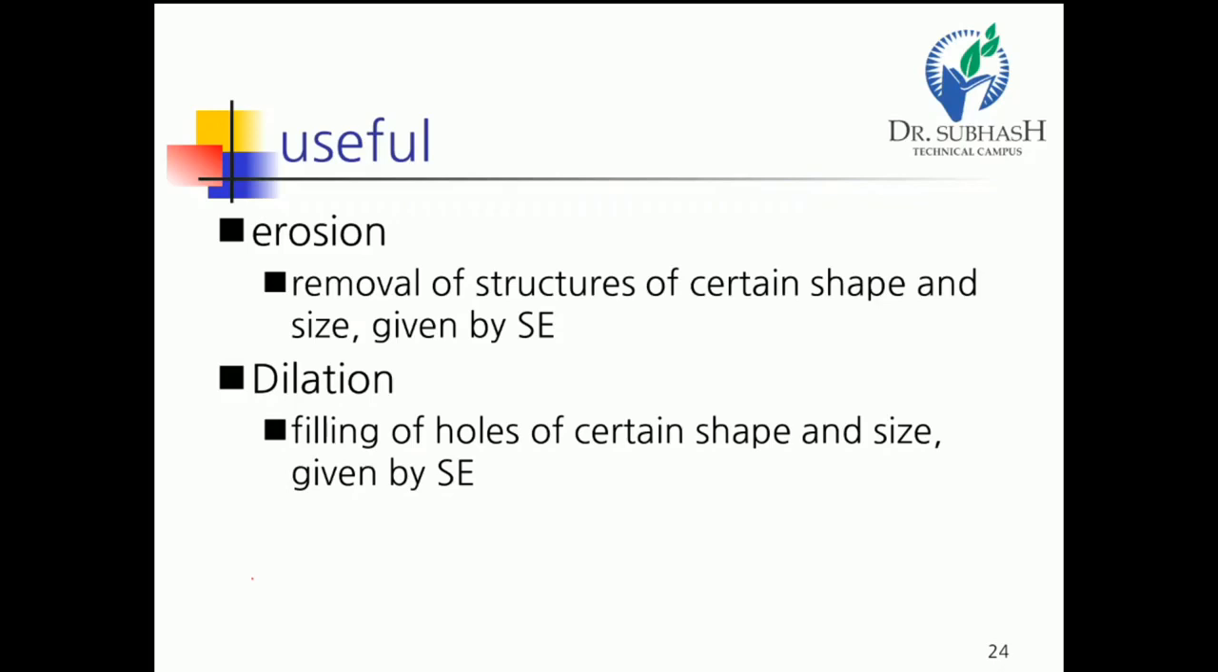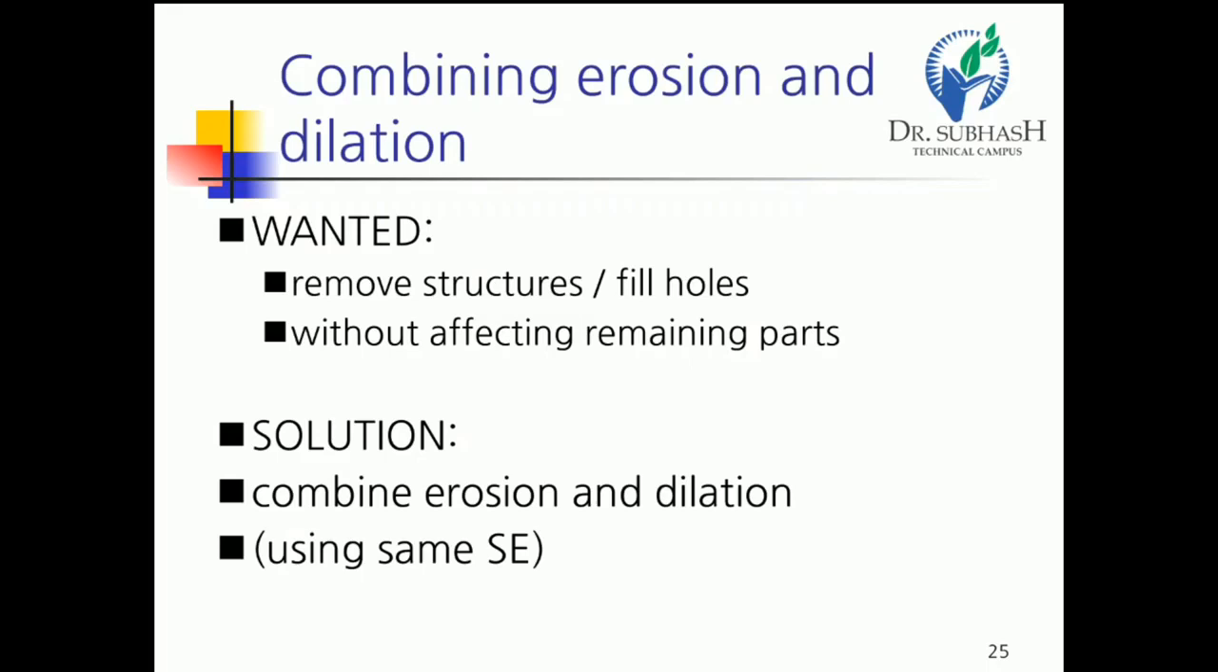So both processes are reverse. One is the removal of structures of certain shapes, which means we create holes, and with dilation we can fill the holes with the certain shape and size. By combining erosion and dilation, we want to remove the structure and fill the holes without affecting the remaining parts. That is the most important factor. Either we are removing some parts, which we can do with erosion, or we can fill the holes, which we can do with dilation.